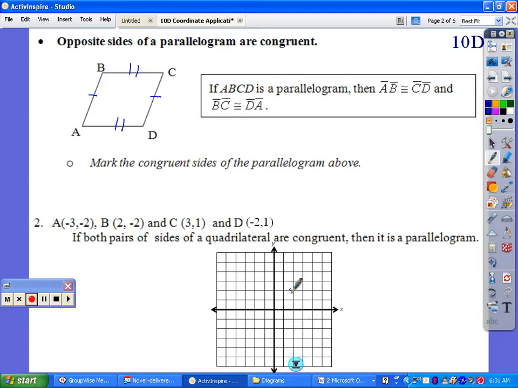So for this one, in order to prove things are congruent, we need to know the opposite sides are equal or have the same length. And then to determine the length, we find the distance between all the points. So I'm going to plot our 4 points again.